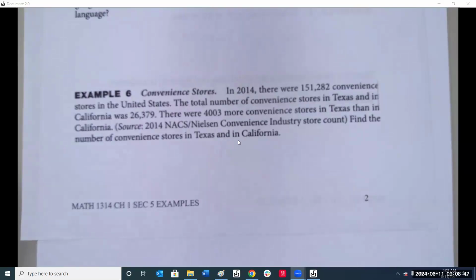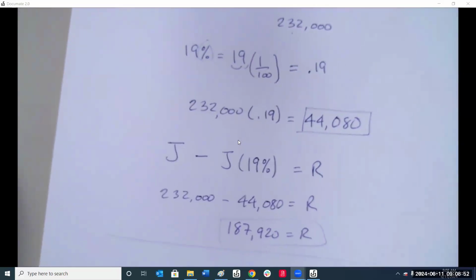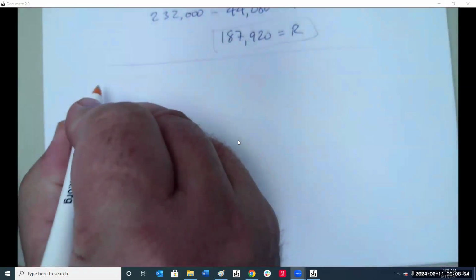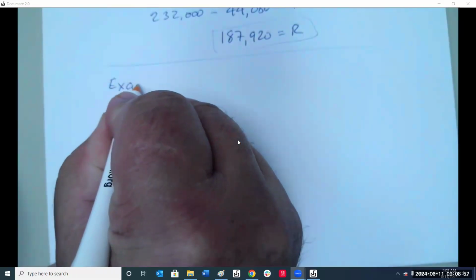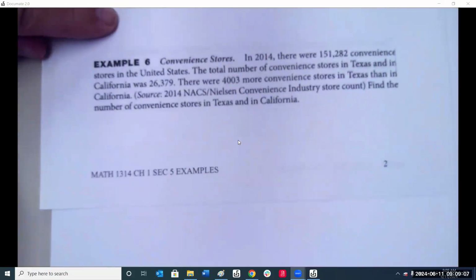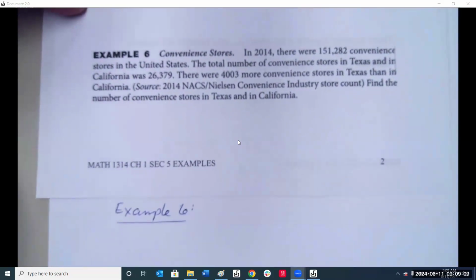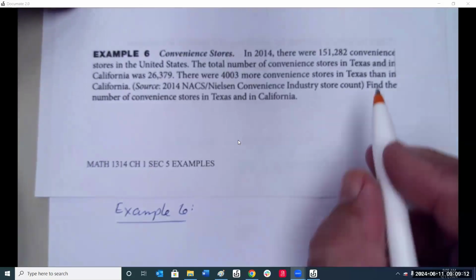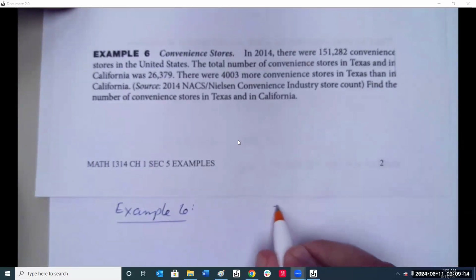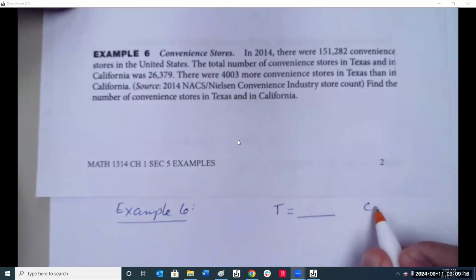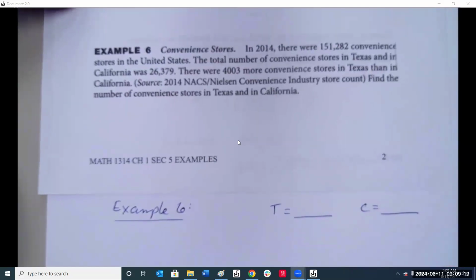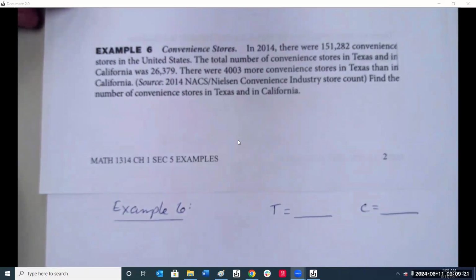So how do we set this up? We're dealing with time. Should we draw like that? Well, what's the question asking? What's the question asking? So we have to find the number of stores. We want to know Texas has how many stores and California has how many stores. What is it giving us?